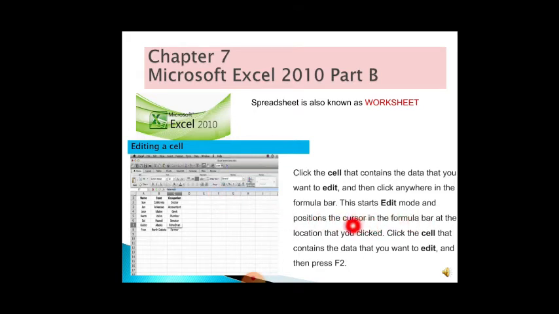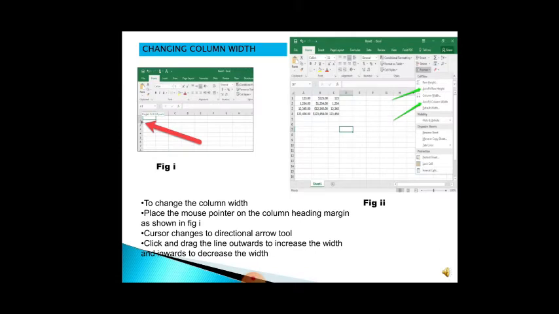Or click the cell that contains the data that you want to edit and press F2. So you position the cursor in the formula bar and make the changes in the particular cell. For example, if you want to change the data, you can do it, and then press F2 for the changes.